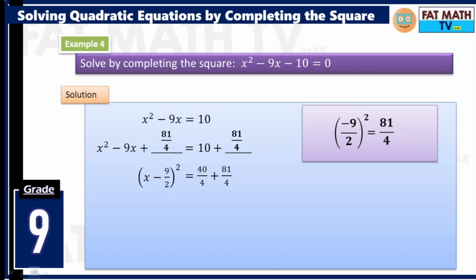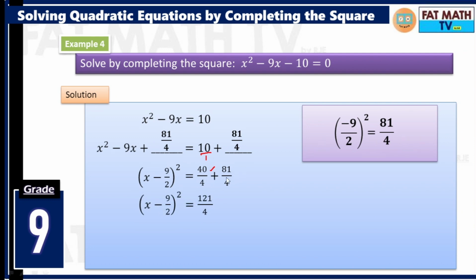Or if you want, the denominator here is 1. So if you choose the denominator 4, then 4 divided by 1 is 4 times 10, that is 40. That's why we have 40 here. And then take the square root of this. That's x minus 9 halves.